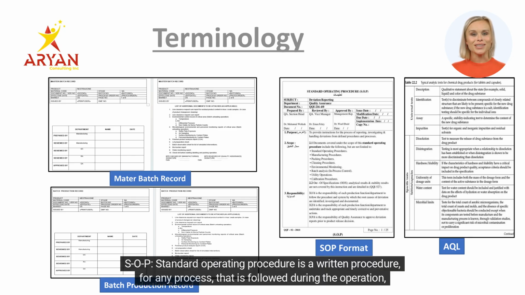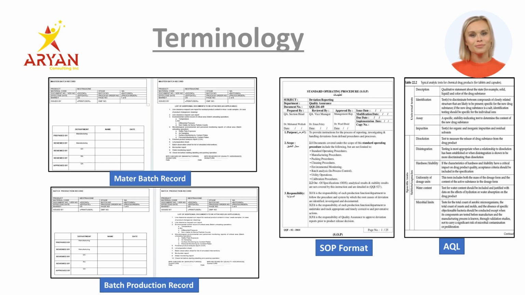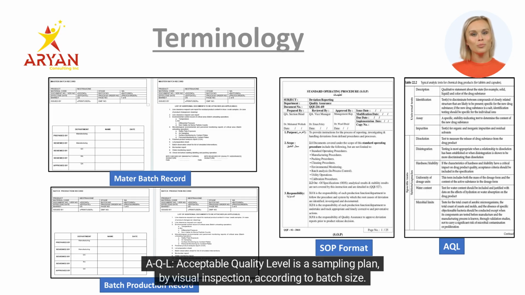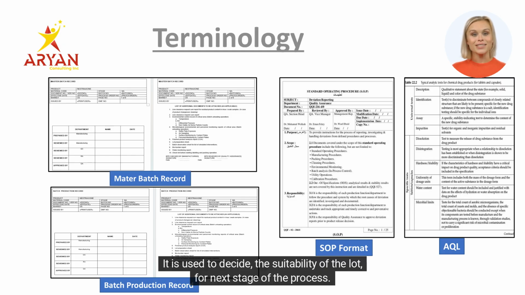SOP. Standard operating procedure is a written procedure for any process that is followed during the operation of any system or equipment. AQL. Acceptable quality level is a sampling plan by visual inspection according to batch size. It is used to decide the suitability of the lot for the next stage of the process.